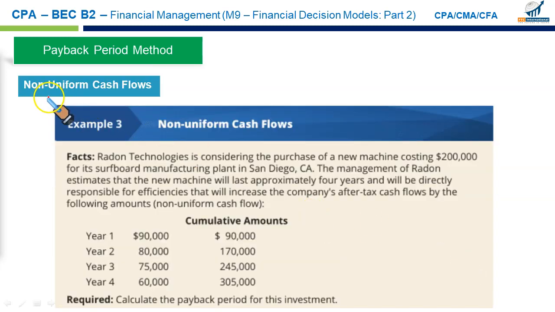When cash flows are non-uniform, meaning the amount every year is not the same, like in this case, what you should do is apply a very simple method. Take your initial cash flow, write in your calculator as negative 200. Alright, and then simply add the first year cash flow, plus 90,000. My calculator still shows 110 negative. Add the second year cash flow.